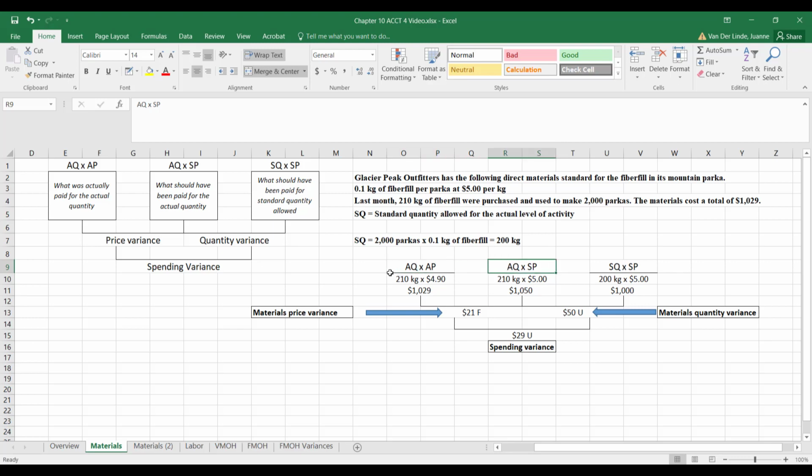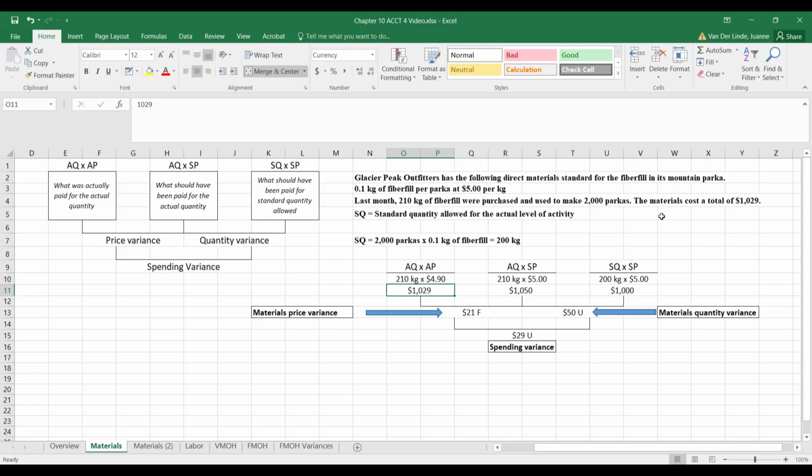So you want to look at what's common between the two. They both use the actual quantity. How are they different? The one uses actual price and the other uses standard price. And that makes sense because what kind of variance is that calculating? The price variance. So we're only trying to figure out the difference in price. So the actual quantity times actual price should be the easiest one to find because that information should be given to us. We should know how much actual materials we used and what we actually paid for it.